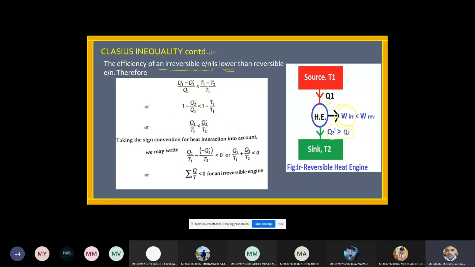Now from this I can write Q1 by Q1 is 1 minus like this. From this, now if you see Q2 dash, look here, I want this one. Is this step clear? You should get a doubt. Observe carefully. I'll write in Paint.